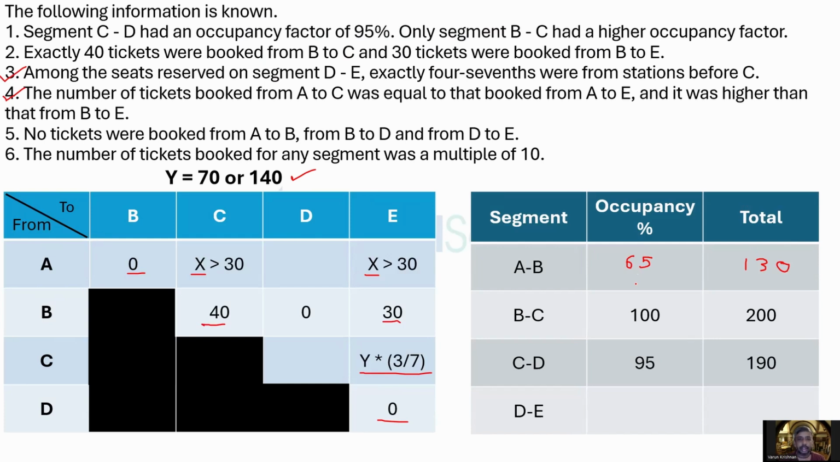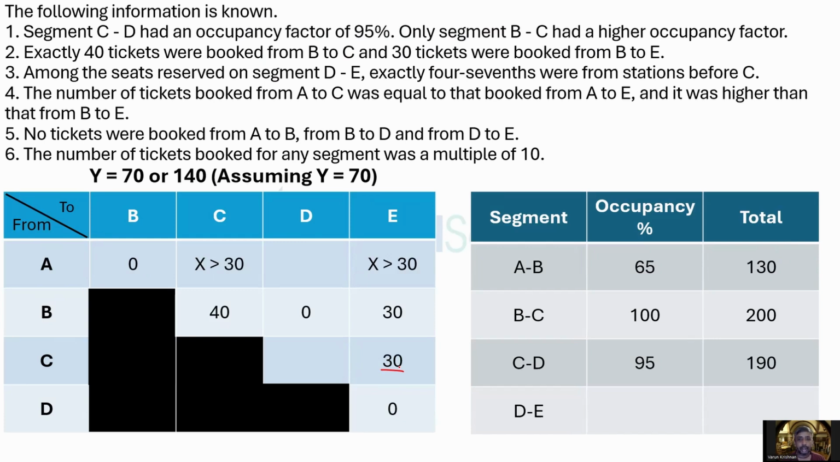Right. So with this being clear, now we will use the two possibilities of Y to do trial and error. Y's value can either be 70 or 140. So let us try and see if the value of Y as 70 is possible. When I take the value of Y as 70, then I know that the number of people who have booked the tickets from C to E will be 70 into 3 by 7, which will be equal to 30. Now 30 people are passengers from C to E.